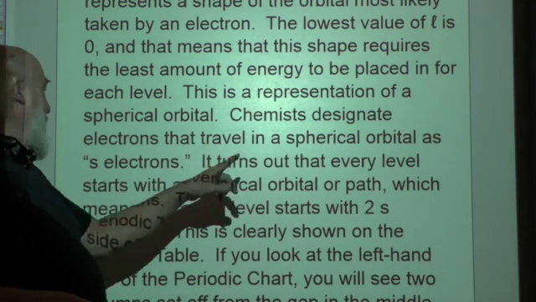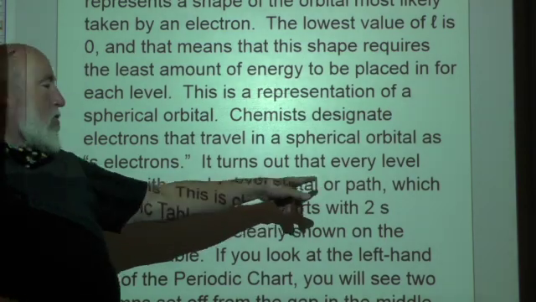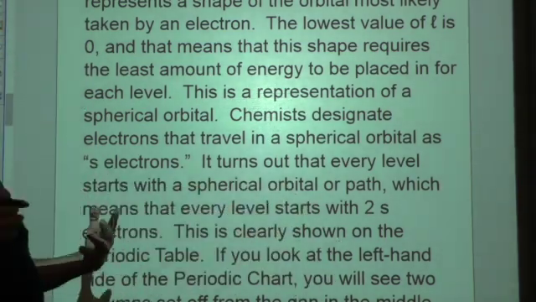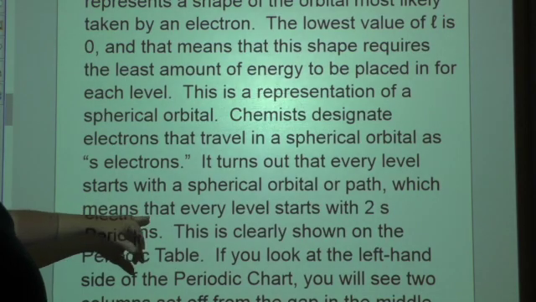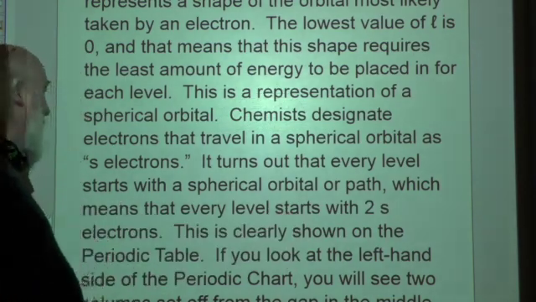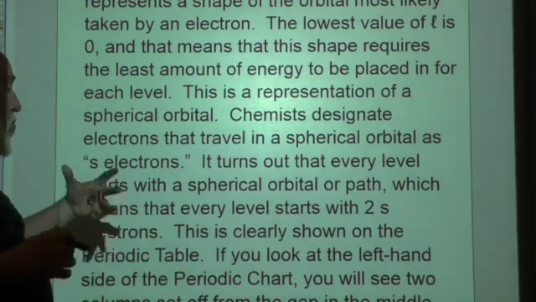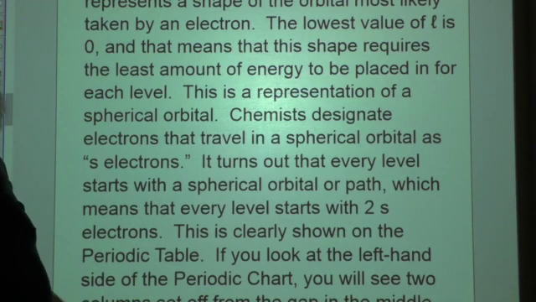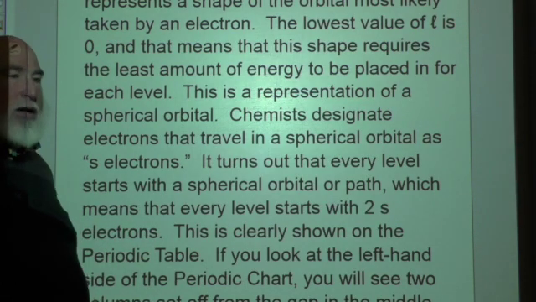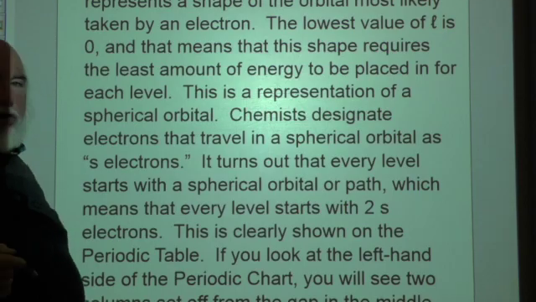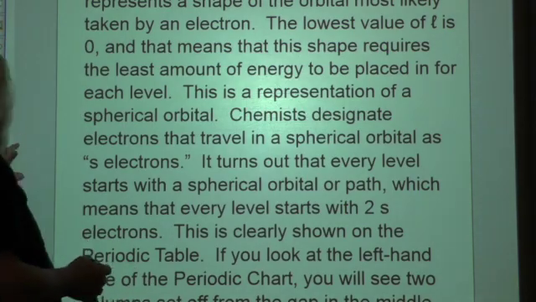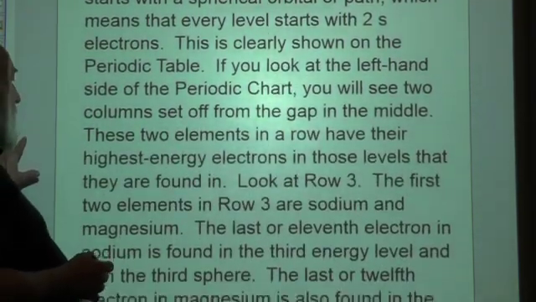Okay? And it turns out that every level starts with a spherical orbital path, because they all start at 0 for L, which means that every level starts with 2 s electrons, meaning that there are 2 electrons in each path. Every orbital has 2 electrons in it.